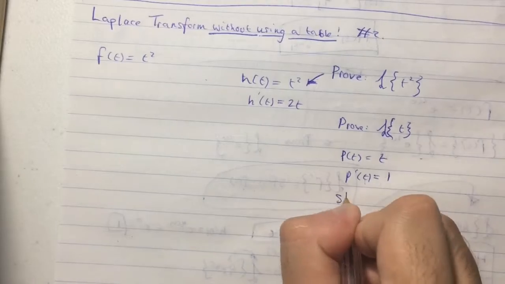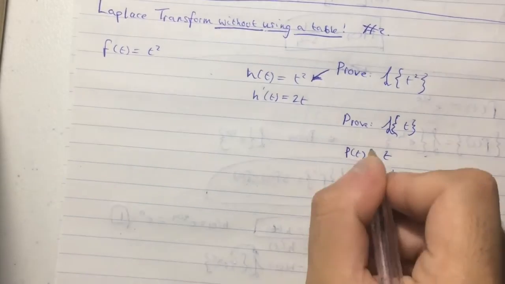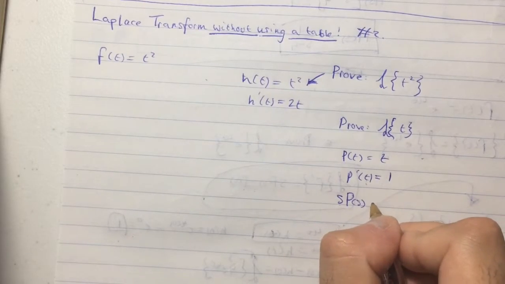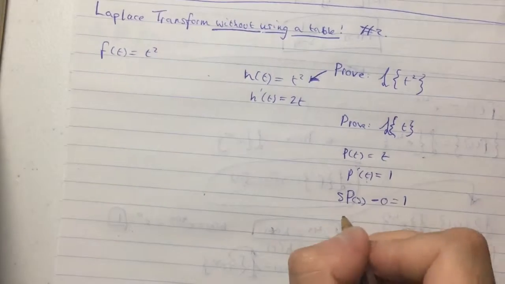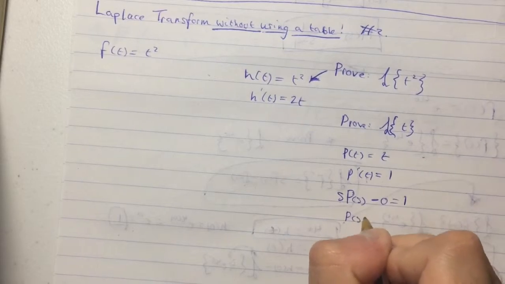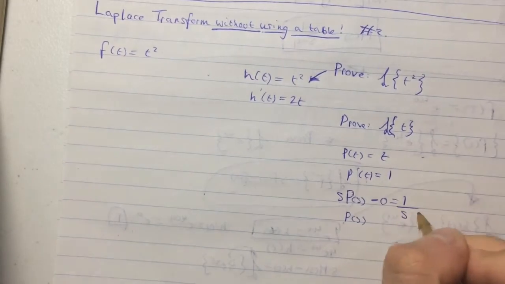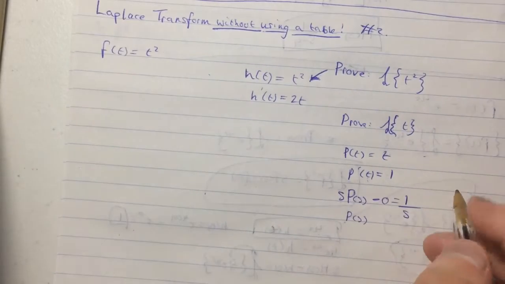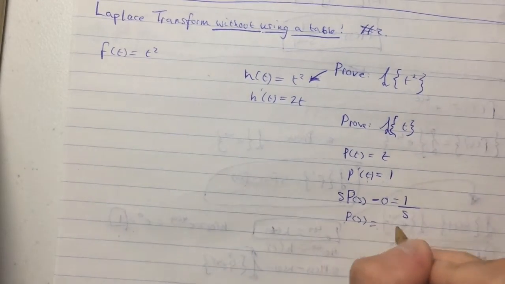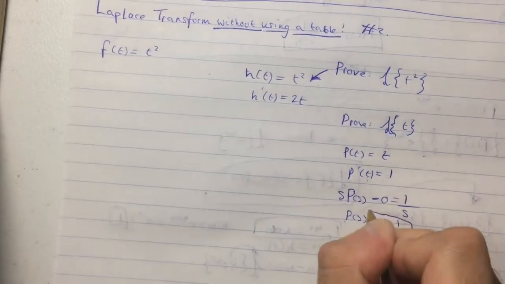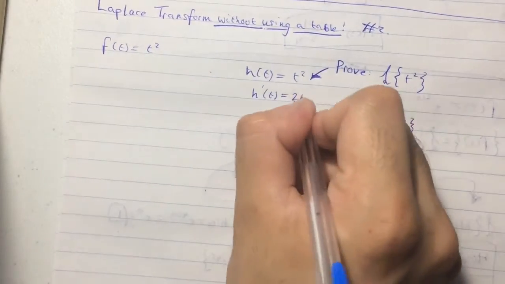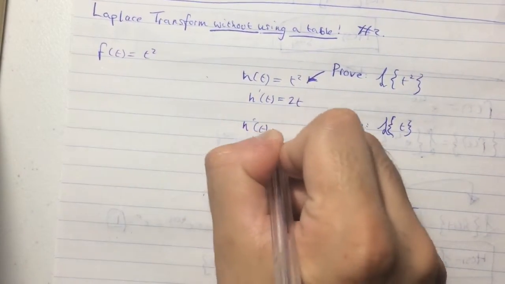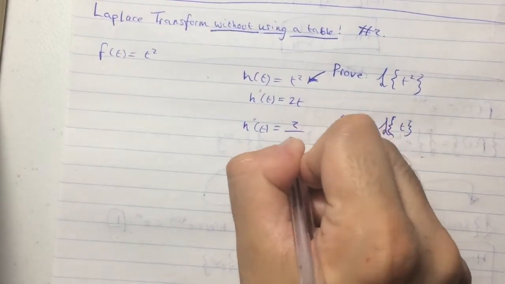So therefore, sPs, and p of 0 is equal to 0, because you plug in 0 and you get 0. So sPs minus 0 is equal to 1 over s, sorry. I just made a huge spiel about the Laplace transform of 1 being 1 over s. Therefore, Ps is equal to 1 over s squared. Now, we know the Laplace transform of t, so we can plug that in. So h dash of t is equal to 2 over s squared.